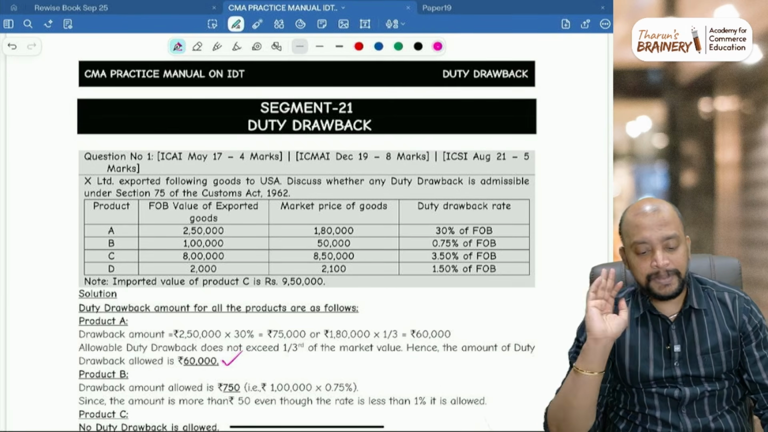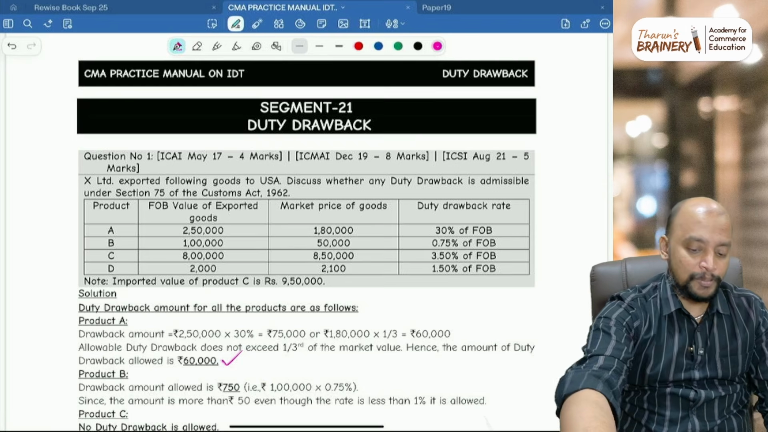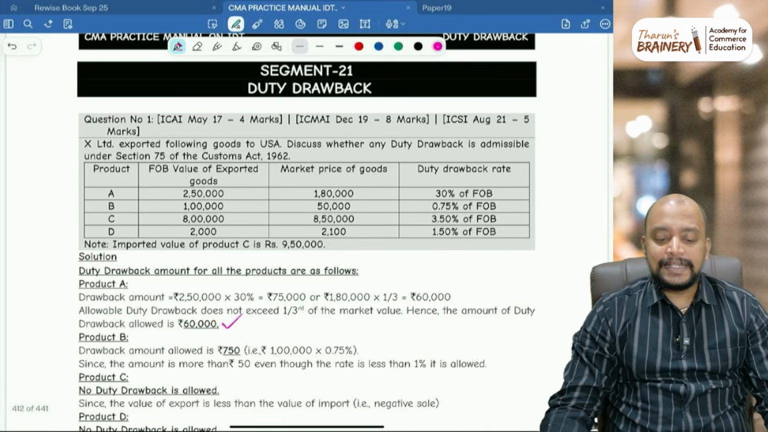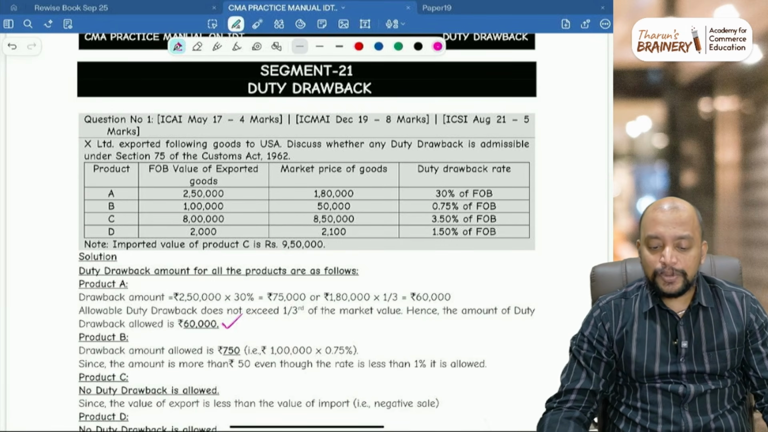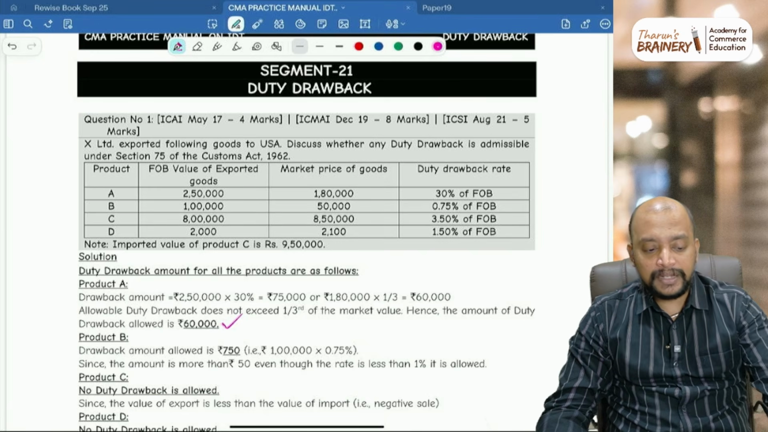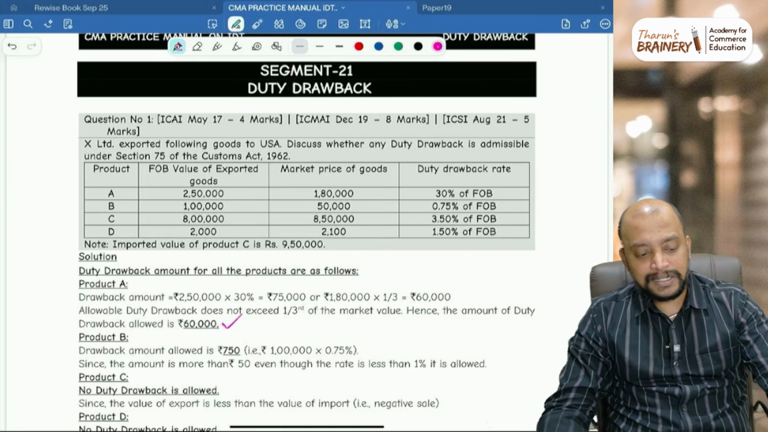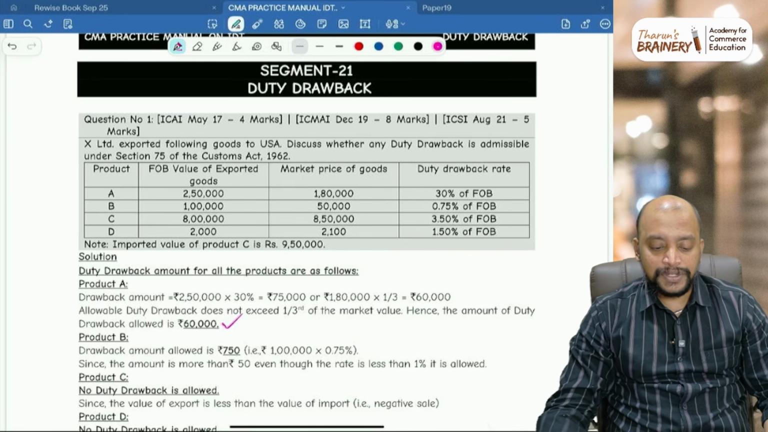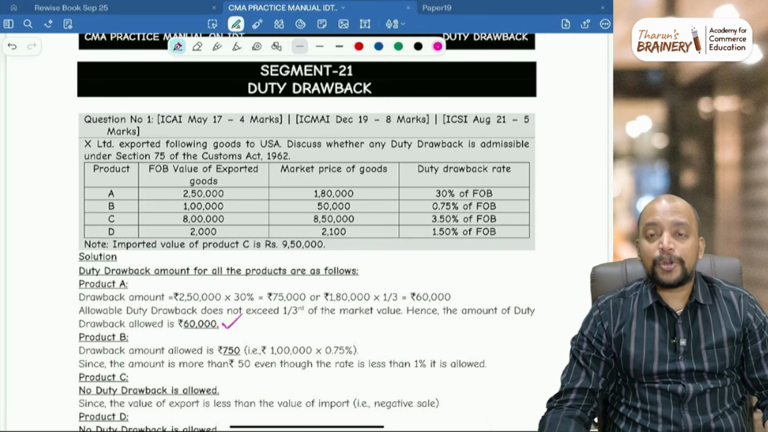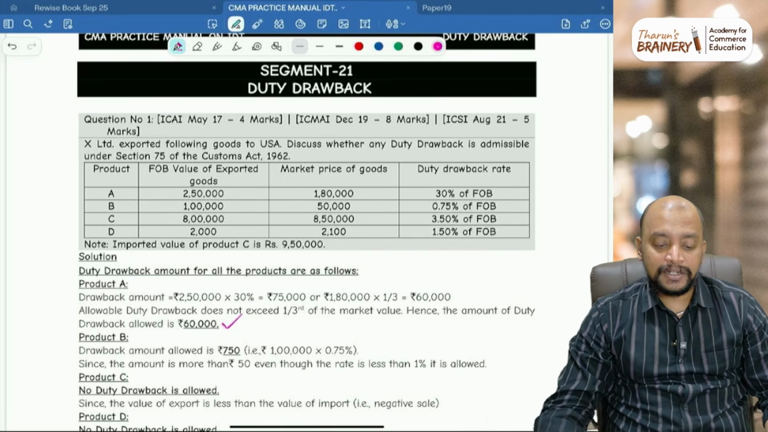So we will get duty drawback in this case. That's not a problem. Next, C, 8 lakhs is the export value. Market price of the goods 8,50,000. Duty drawback 3.5%. So 8 lakhs into 3.5%, that is 28,000. But if you observe, for product C, one note is given.